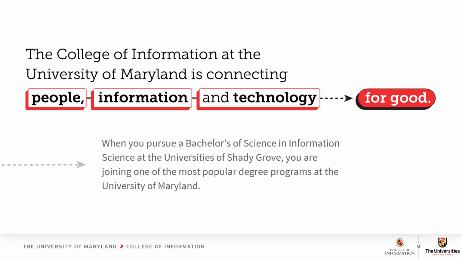Another thing I would like to note, when you pursue a Bachelor's of Science in Information Science at the universities of Shady Grove, you are joining one of the most popular degree programs at the University of Maryland College Park today. Information Science has become the second most popular undergraduate program at the University of Maryland College Park since it was created in 2016, and it is continuing to grow even today.